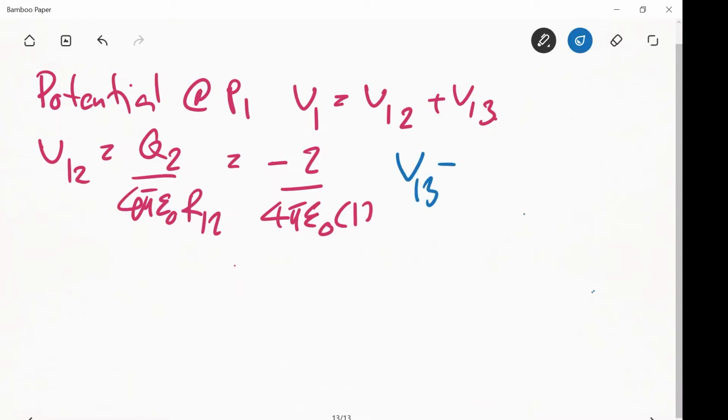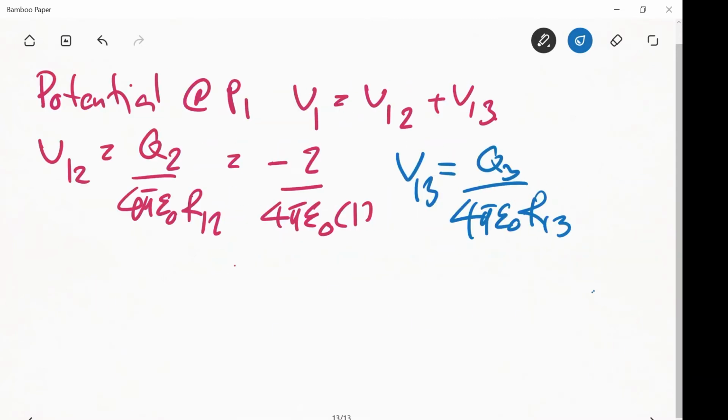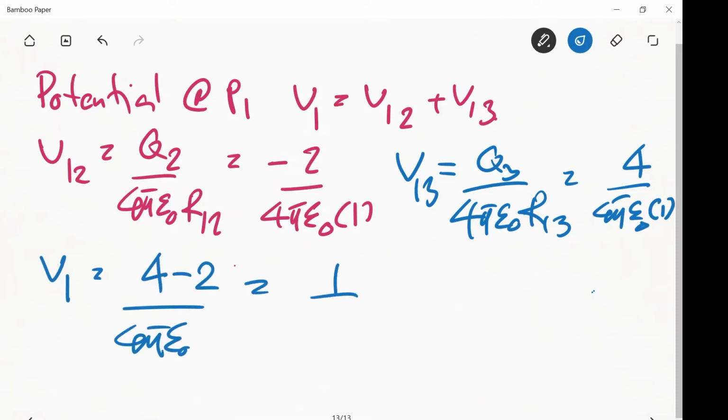V13 is Q3 divided by 4 pi epsilon 0 R13, where the distance between point 1 and point 3 we call R13, which is 1. So V13 equals Q3, which is 4, divided by 4 pi epsilon 0 and the distance is 1. Then V1 can be written as shown here.